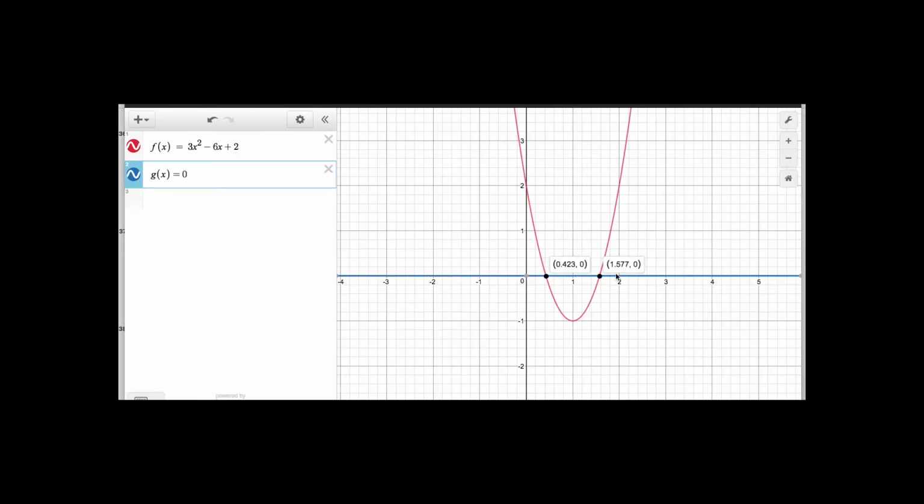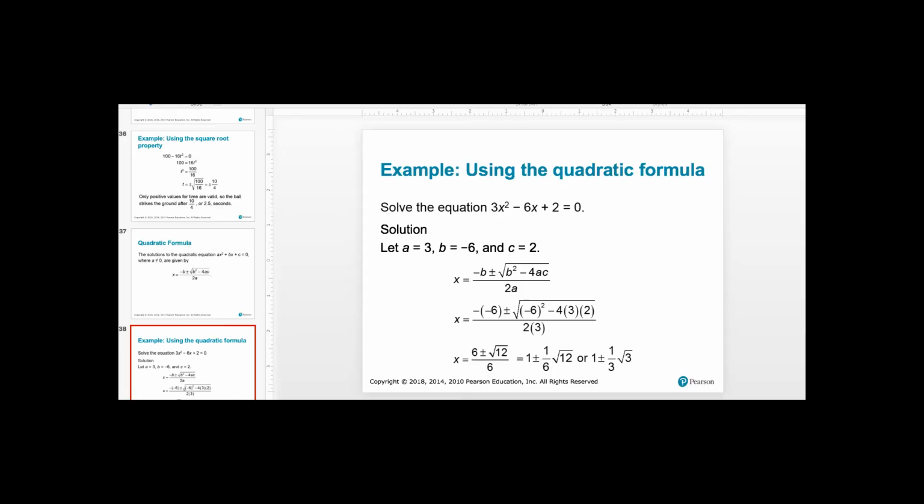So 0.423 and 1.577. Again, be prepared to give those in both forms, meaning the approximate answer would be these decimals, and the exact answer would be this one. Now, MATLAB is not going to usually let you use the plus or minus. It's going to ask you to separate them with commas. So it would be 1 minus 1/3 times the square root of 3, that's one of the solutions, comma, 1 plus 1/3 times the square root of 3. So you would have two separate solutions there, right? Because it has two different numbers that satisfy it.